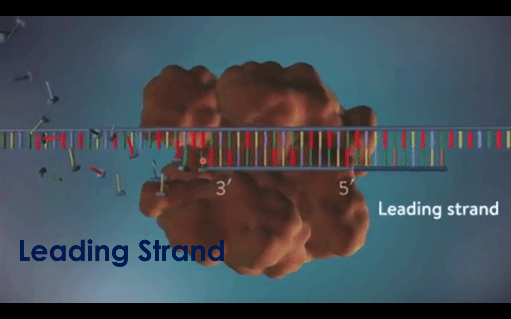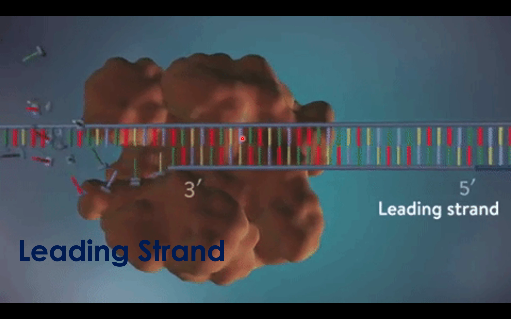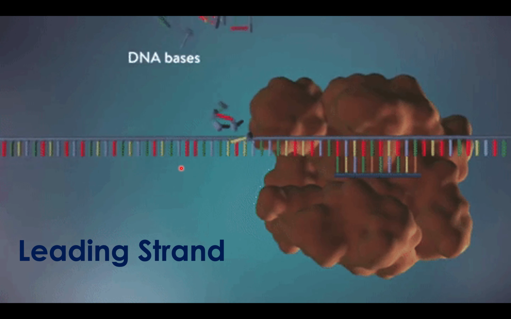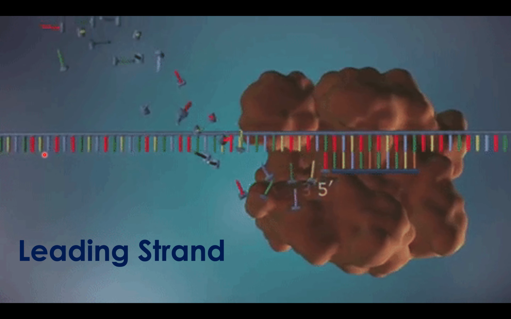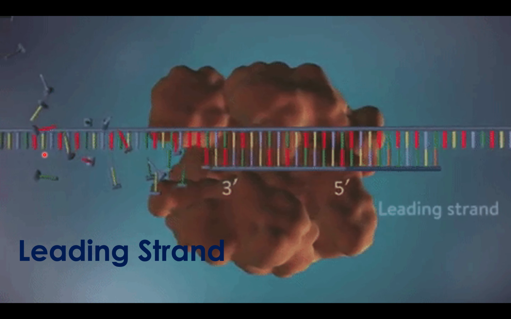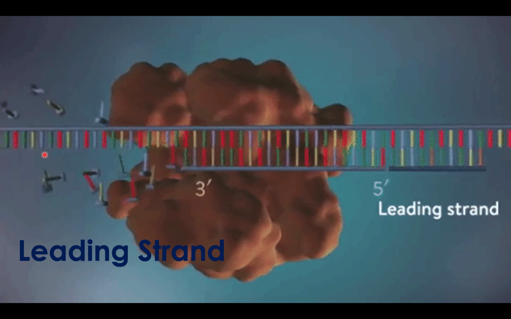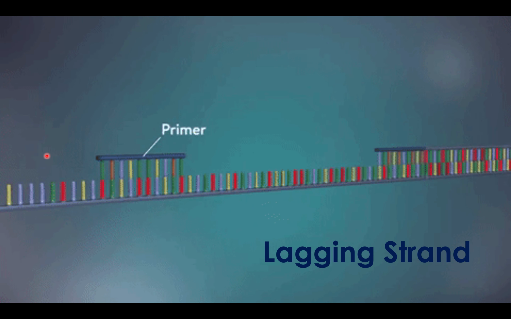It goes on and on, and nothing will stop it until the DNA is over, or until it meets another portion that has already been synthesized. Remember that there are several replication origins in eukaryotes. So if that happens, then it stops. But now let's look at the lagging strand.